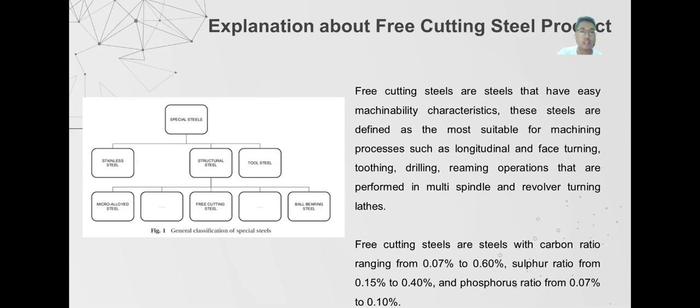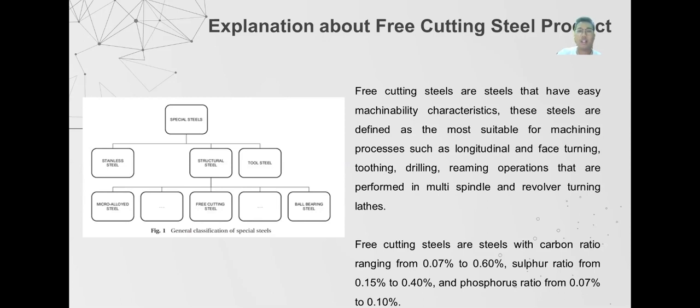And then this explanation about pre-cutting steel product. Before explaining this pre-cutting steel, it is worth classifying it in a wider context that is not very commonly found in the literature. From this picture on the right, we know that pre-cutting steel is one type of special steel. In more detail, it is a type of structural steel. According to what has been previously mentioned, pre-cutting steels are steels that have easy machinability.